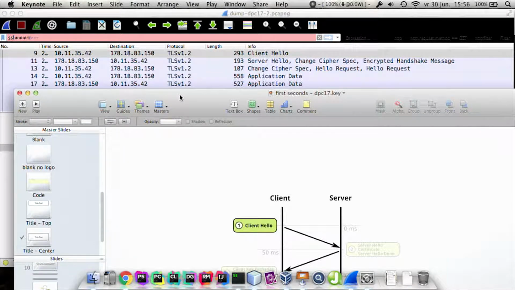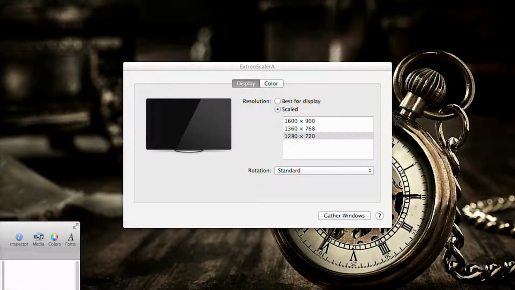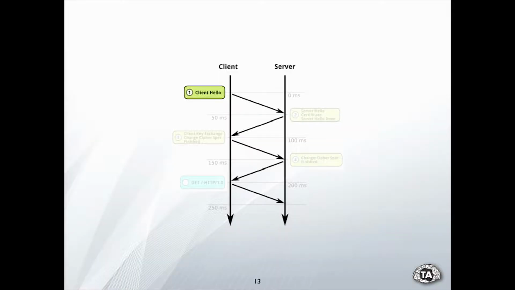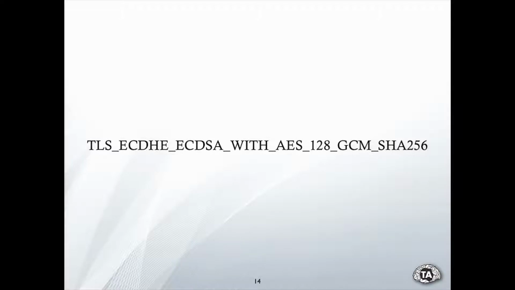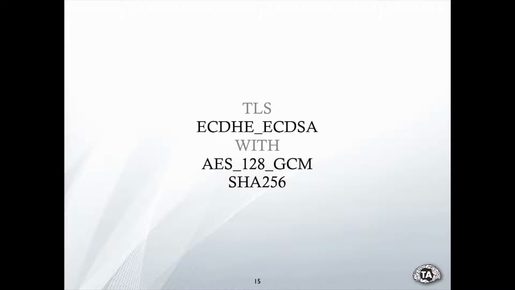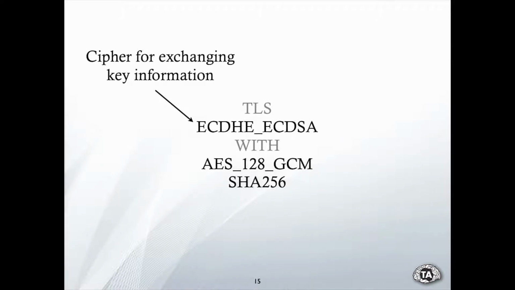So how does that work? Let's go back again. So you get long strings like this, but it's actually quite simple to explain. First of all, we have to break it down like this. The TLS and the WITH you can skip: ECDHE_ECDSA. The first part is the actual cipher, the encryption method we're going to use to exchange key information. We have to send over a key, and this is what we're going to send that key over with.